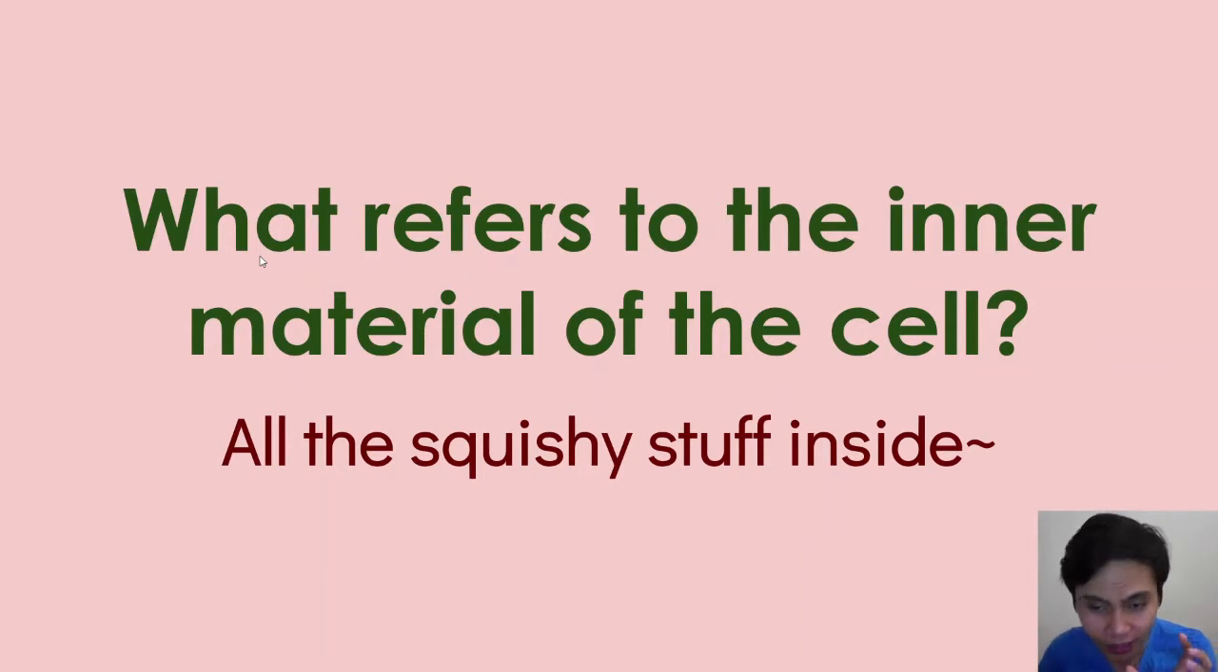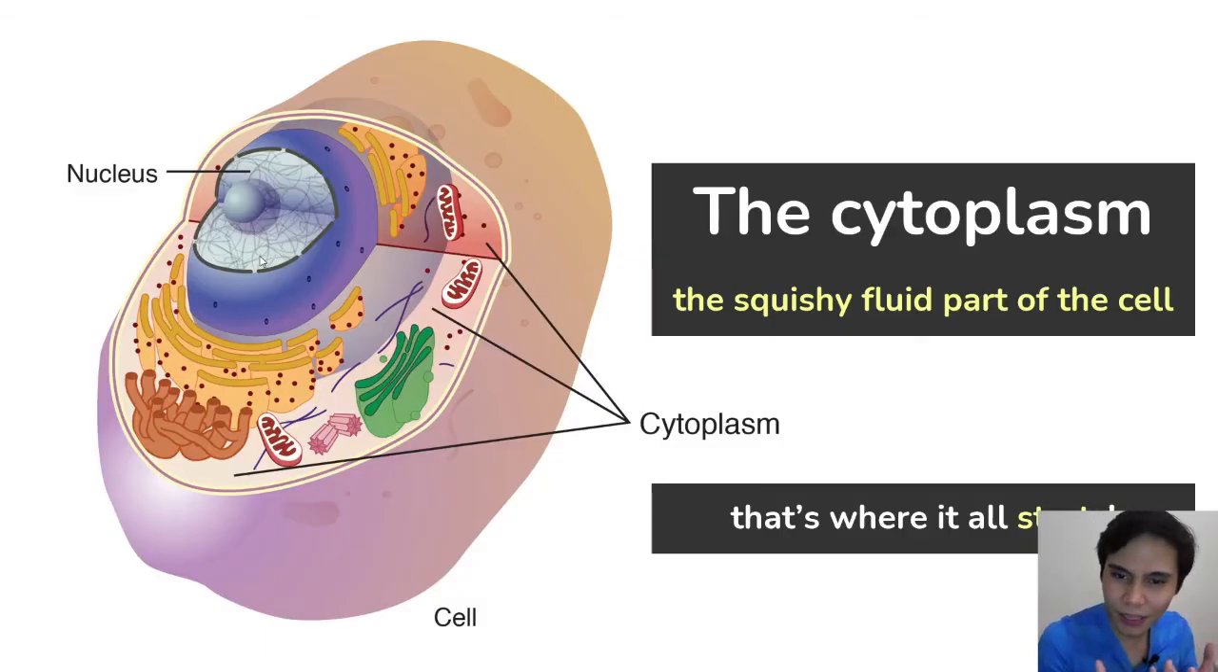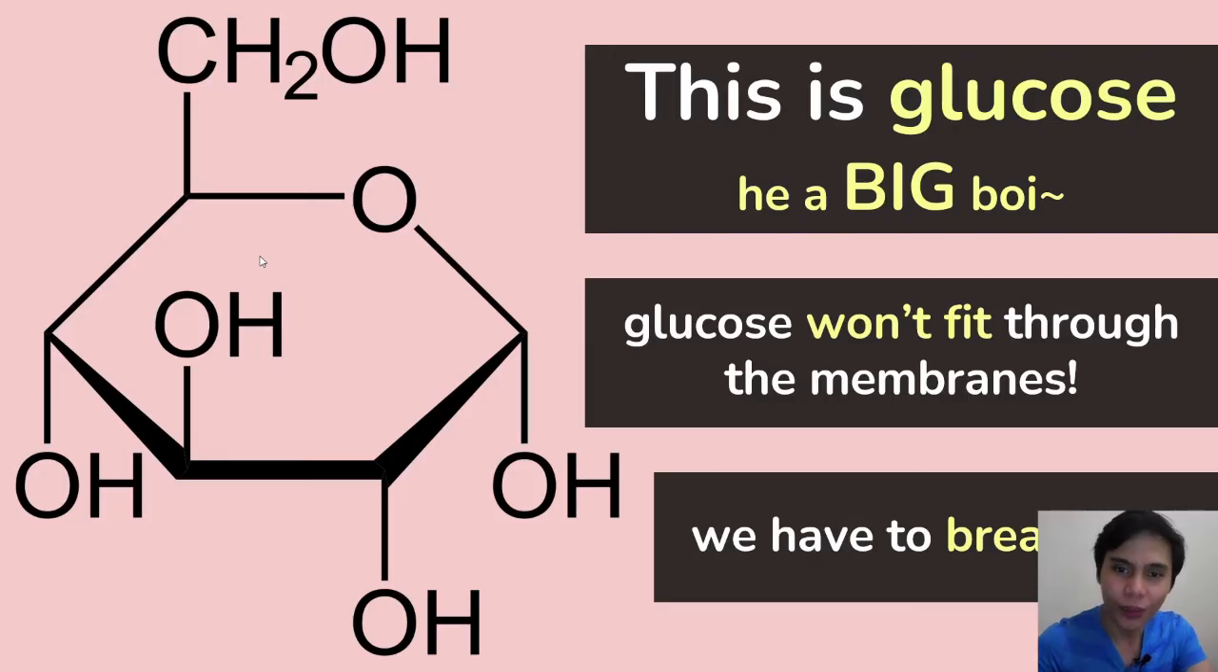So before we get into the mitochondrion, outside the mitochondrion is the squishy stuff of your cell, your squishy liquid. So the cytoplasm is the squishy fluid part of the cell, specifically the cytosol is the fluid part of it, and that's where all of your cellular respiration begins. So the first thing that happens is, of course, we have glucose. So this is the chemical structure of glucose.